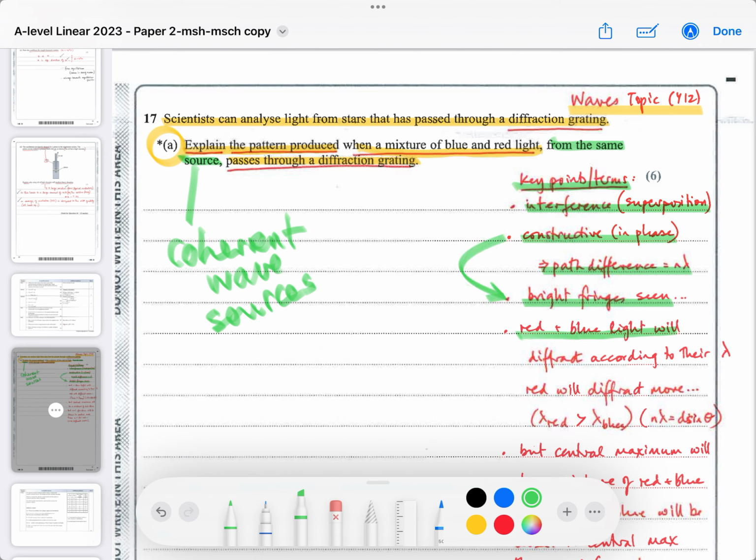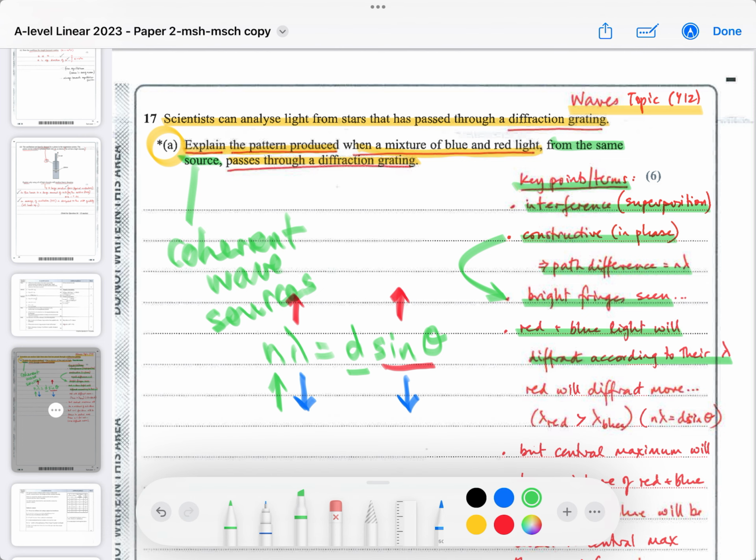Now, because red and blue light diffract differently according to their wavelength, remember the equation is n lambda equals d sine theta. They're going through the same diffraction grating, so d is constant. And you're going to get bright fringes, but they'll be in slightly different positions because the wavelength of red light, for example, is higher. So when the wavelength is going up, then the angle will also go up. So for red light, the angles will be larger because theta is proportional to sine theta. And for the blue light, the wavelength is lower, so the angle will be smaller, okay?